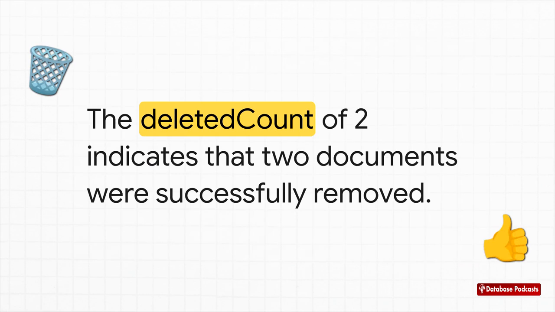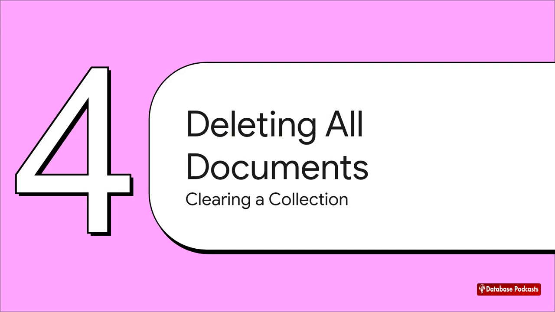And when we look at the result, we again see acknowledged true. But notice the key difference. Deleted count is now 2. This is your confirmation that the command found and removed 2 different documents that matched our filter. It's proof that the many in deleteMany really worked. So we've gone from one to many.